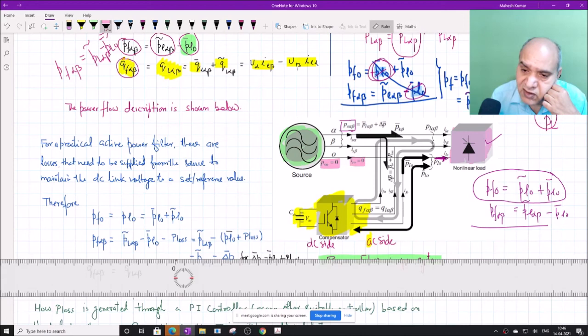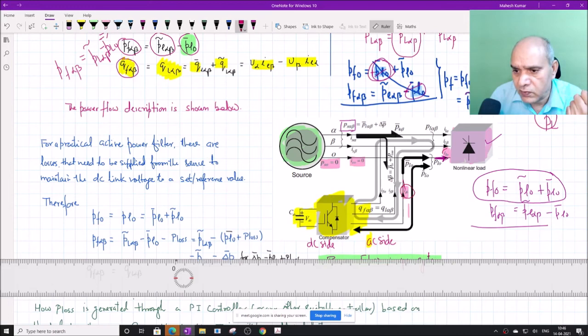So who supplies IL0? The compensator supplies IL0. You can see it here. This is IF0, this is IL0. They are the same. So this fellow supplies the zero sequence load current by this fourth wire. So this and this are being supplied, this from this.